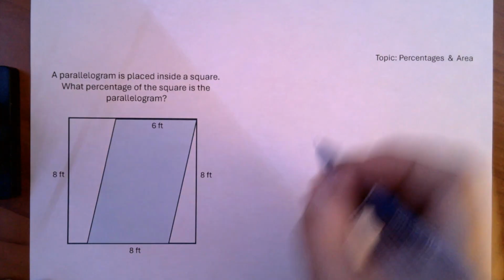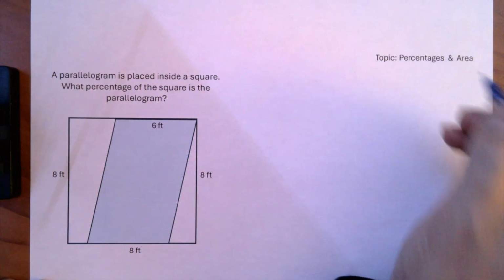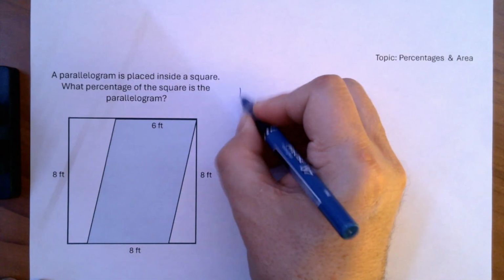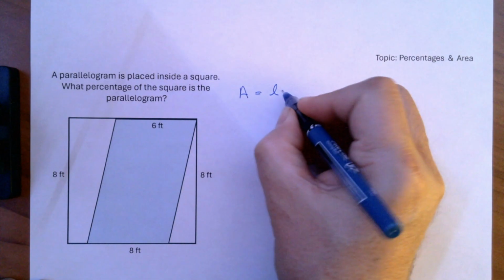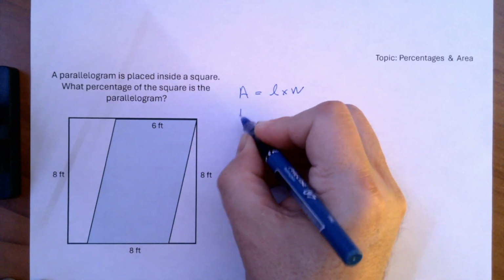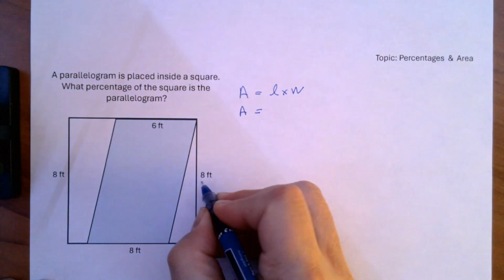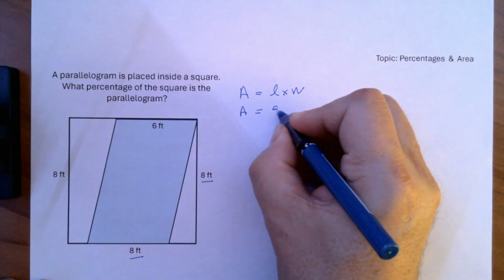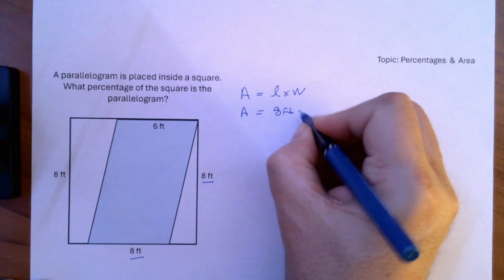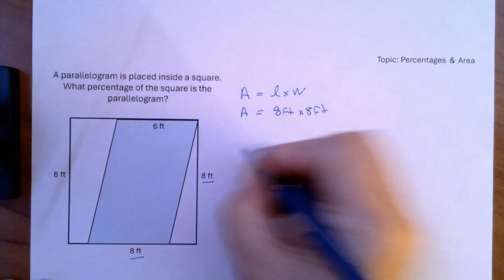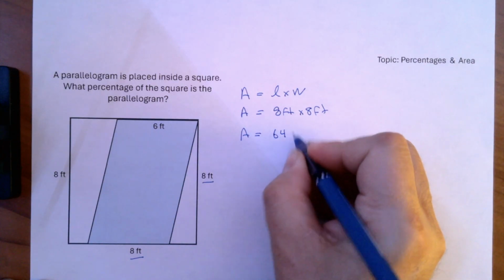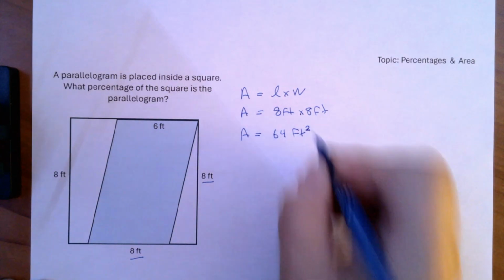This problem involves both percentages and area. Let's first find the area of the square. To find the area of the square, we need to do length times width. I know the length and width are both 8 feet because it's a square. So when I do 8 feet times 8 feet, I get an area of 64 square feet. All right, that's part one.